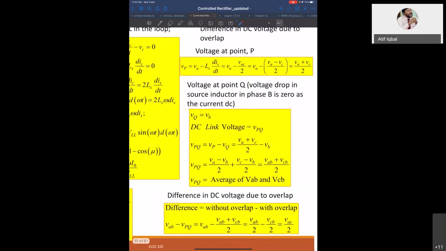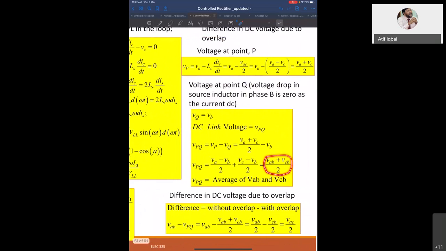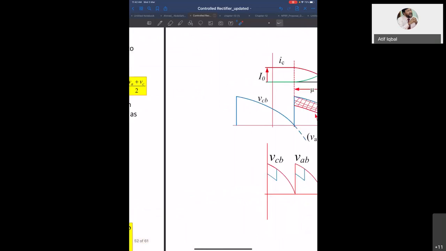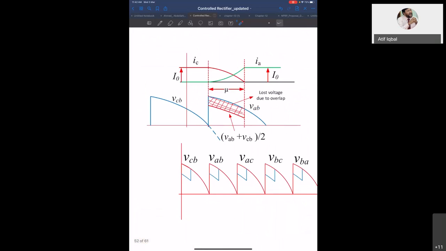Okay. And how much voltage drop is this? (VAB plus VCB) by 2. So this is what you have seen here. This is the average. How are you getting this average? You are getting this average from here.